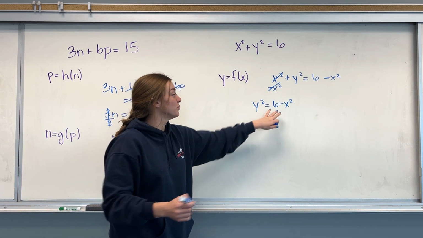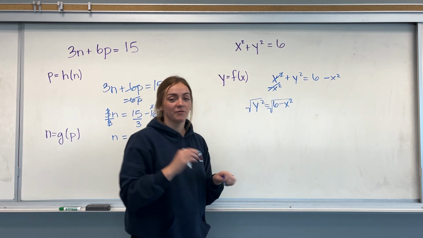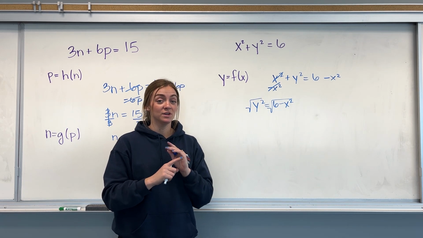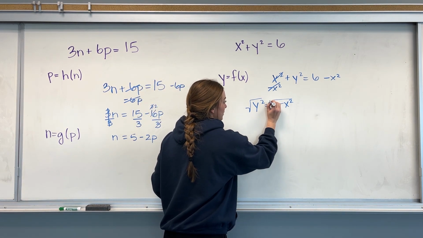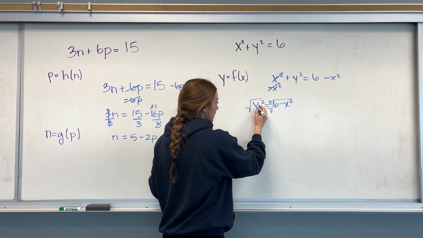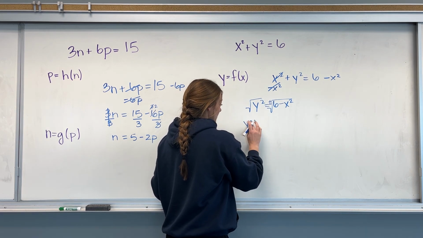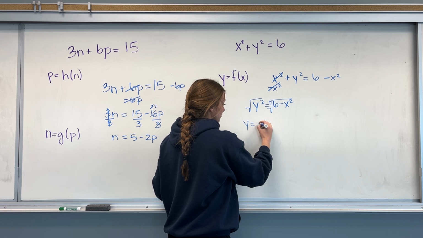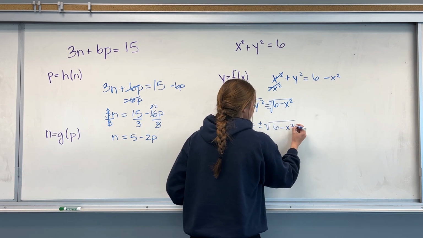So now we want to square root both sides. And remember from the last video, if you're the one to draw the square root, then you need to be the one to draw the plus or minus. So we've got our plus or minus here. We'll rewrite this. So y squared square rooted is y. And that's equal to plus or minus the square root of 6 minus x squared.